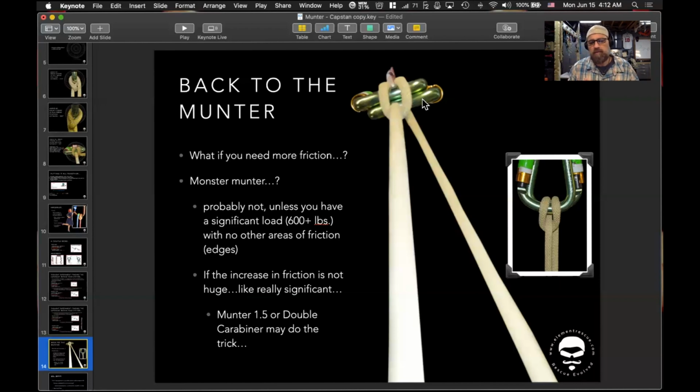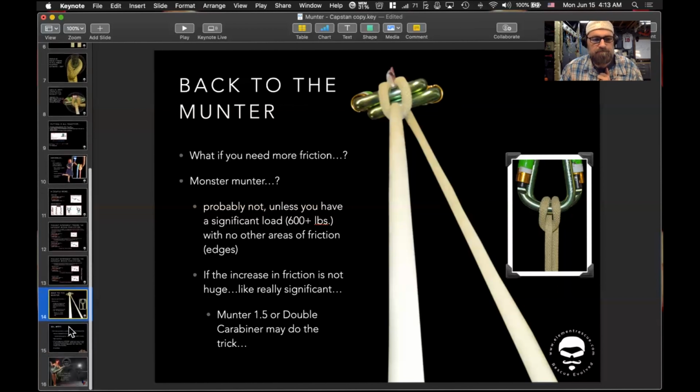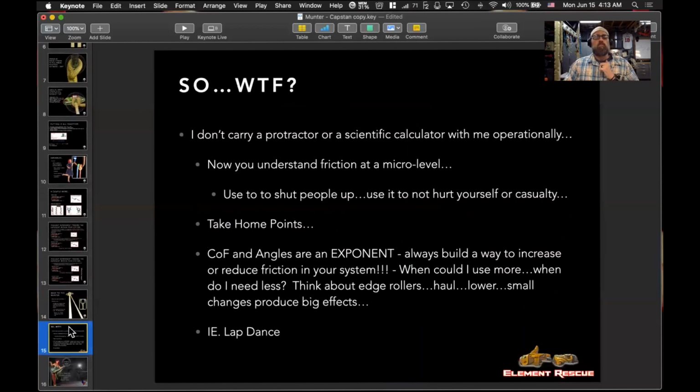You can mess around with a 1.5, but there's really no reason to alter the knot that you're using, or use a knot that you don't use quite a bit. Just add a second carabiner into your system, into the same hole, obviously, that your Munter runs through, and you'll probably be squared away. So what the hell does all this mean, right? Like we said before, we don't carry a protractor or scientific calculator operationally. Now that you understand friction at a micro level as it's concerned, a little bit maybe with edges, but really as far as descent devices go, you can now make better decisions with a lot less equipment without wasting time re-rigging things.